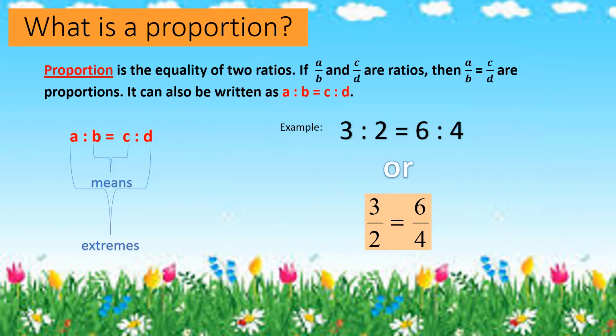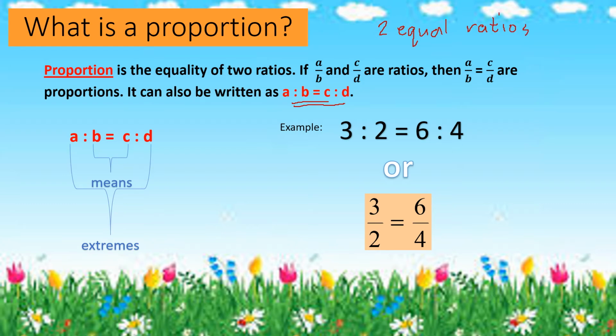Let us now proceed to proportion. What is a proportion? Proportion is the equality of two ratios. If A is to B and C is to D are ratios, then A is to B is equal to C is to D are proportions. It can also be written this way in column form. So when we say proportion, it only means we have two equal ratios. So as simple as that.